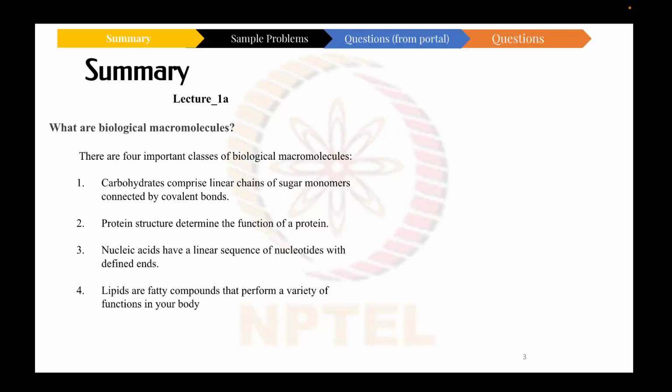To start with, the introduction to biological macromolecules. Firstly, macromolecules are massive molecules that are formed through polymerization of small units called monomers. This term macromolecules was first coined by Hermann Staudinger in 1920. Biological macromolecules are large and complex molecules that are essential for various biological processes in living organisms.